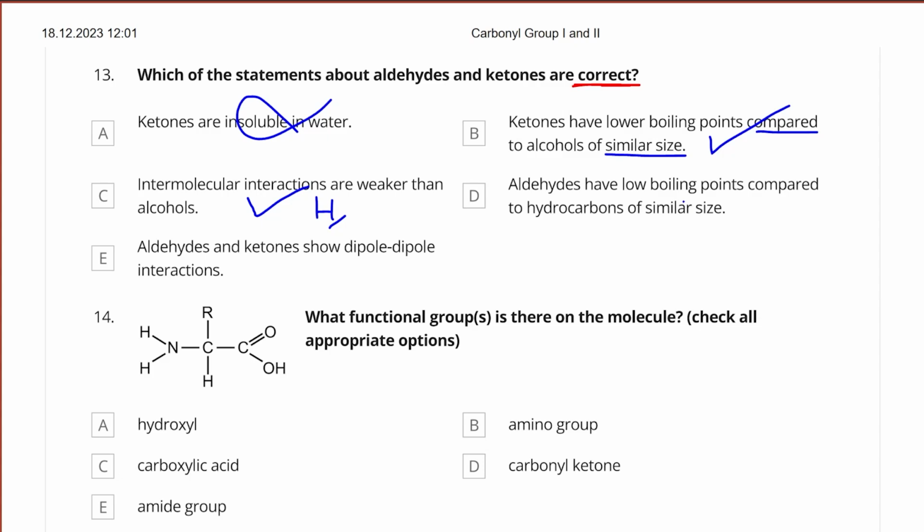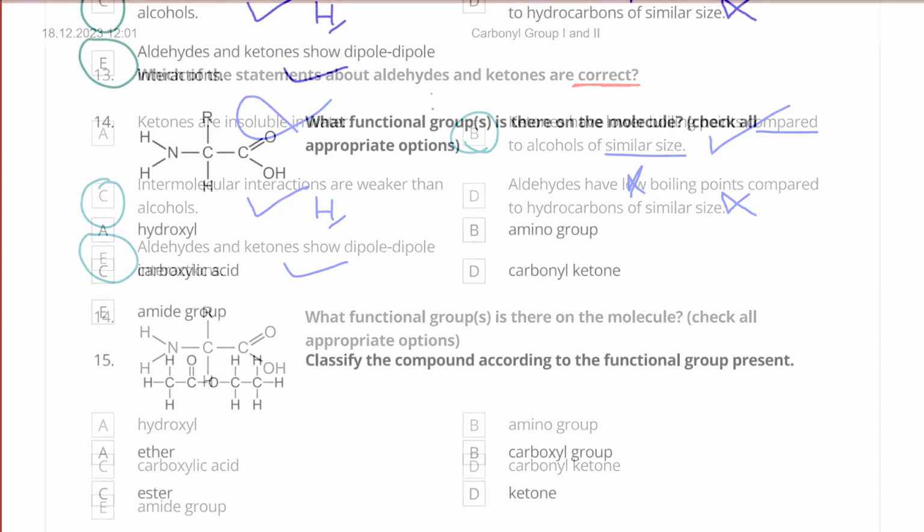Aldehydes have lower boiling points than hydrocarbons of similar size. No, this is incorrect. Higher boiling points. Aldehydes have higher boiling points. And aldehydes and ketones show dipole-dipole interactions. They have the carbonyl group. This is also true, my dear friends. The 3 statements, C, E, and B, are true.